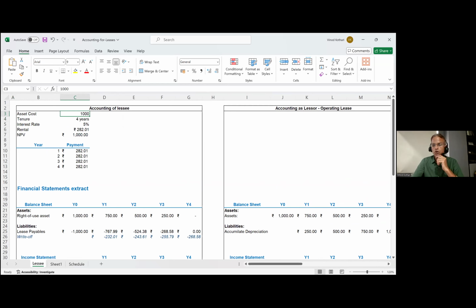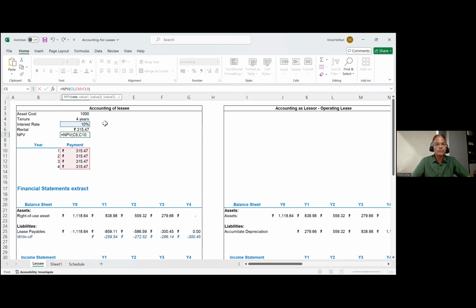Assuming we have an asset cost of 1,000 rupees, the lease tenure is 4 years. The interest rate or IRR is 5%, but that sounds too low to be of practical relevance to this example, so I'll make it 10%. Therefore, the rentals work out to 315. The NPV of the rentals, if I compute at the lessor's IRR, will be at the IRR itself, so I'll change this formula and make it 10%. The PV of rentals at 10% obviously comes to the NPV.